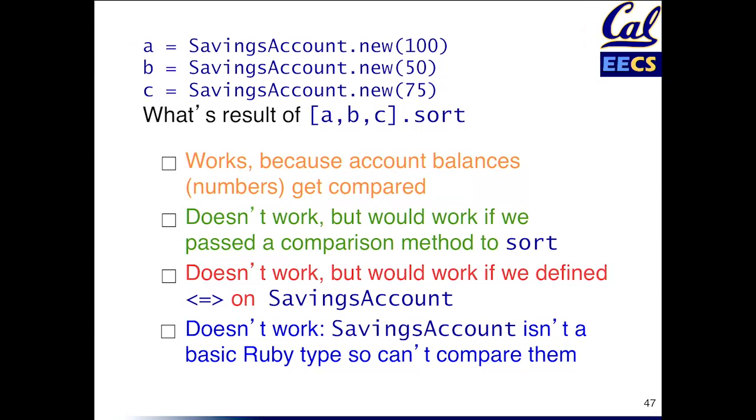Does it work because the account balances are numbers and we know how to compare them? Does it not work, but if we added a comparison method, or if we passed a comparison method to the sort method, then it would work? Do we say it doesn't work, but it would work if we define the spaceship operator for savings accounts? Or it doesn't work because since this isn't a basic Ruby type, there's no built-in way to compare them with the operator? So initial vote, I already see some cards even before I finish reading the question.